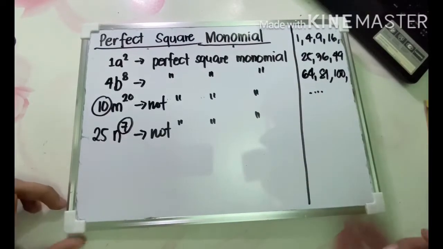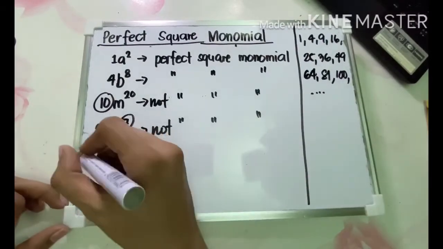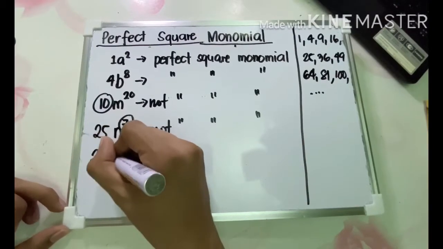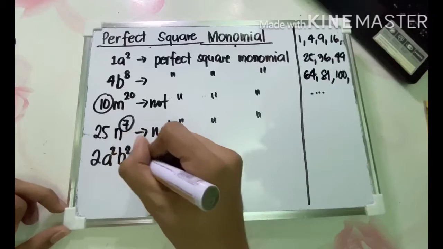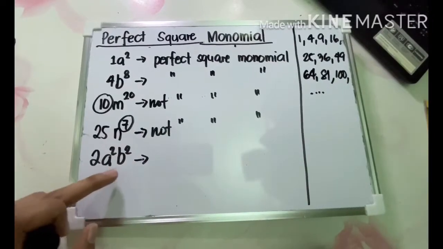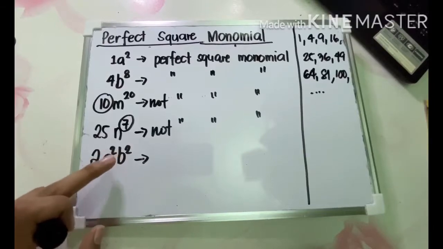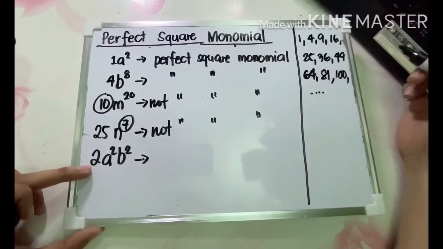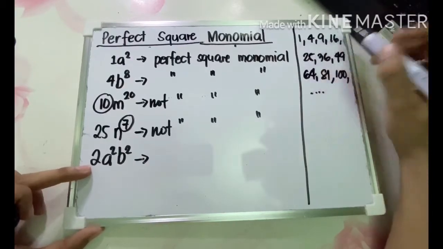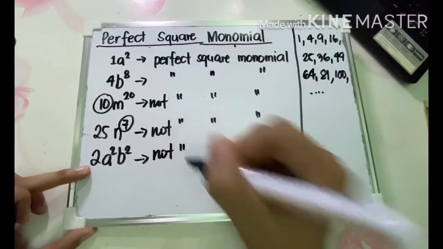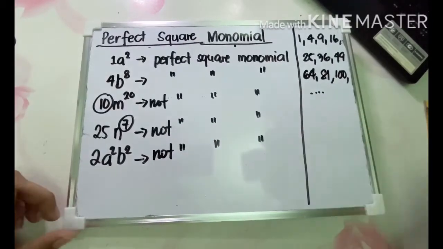Okay, let's involve two variables. Like we have 2a squared b squared. So the whole monomial, all the variables a and b have even exponents. But 2 is not a perfect square integer. If you can see 1, 4, it goes directly to 4. So again, this is not a perfect square monomial.